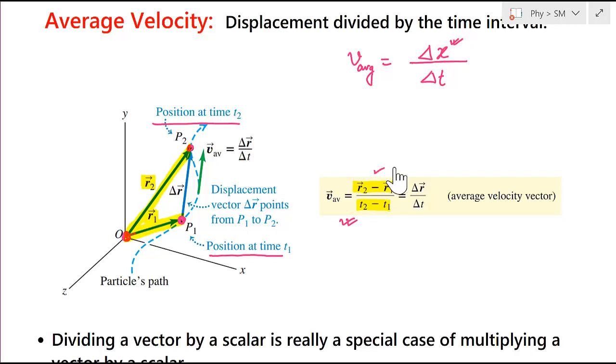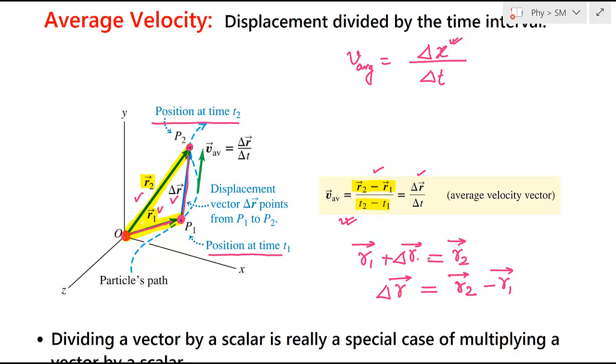Now this term on the top, r2 minus r1, is nothing but the change in position vector. Let us see this once again. This is r1 and this is delta r, the change in position. If I use this triangle O, P1 and P2, I can write r1 plus delta r equals r2 vector. I am using the fact that the sum of 2 vectors is equal to a third vector: vector r1 and vector delta r sum to give the third vector, r2. So from here, delta r is nothing but r2 minus r1.